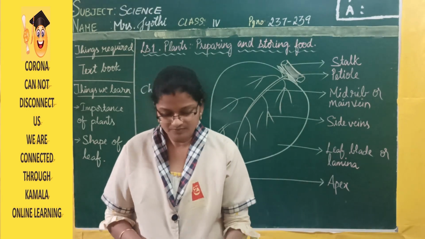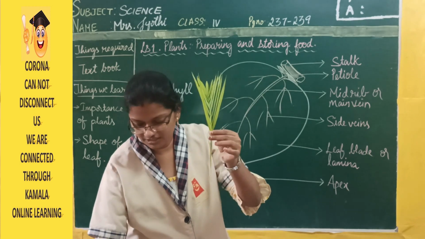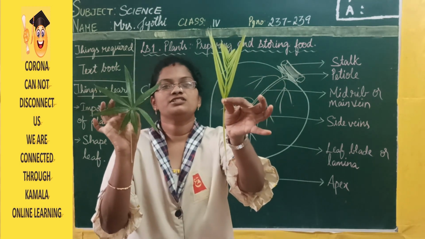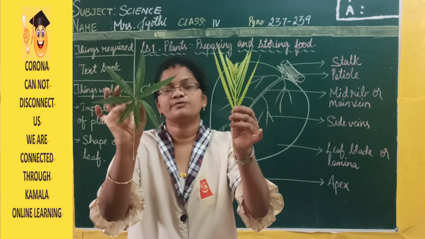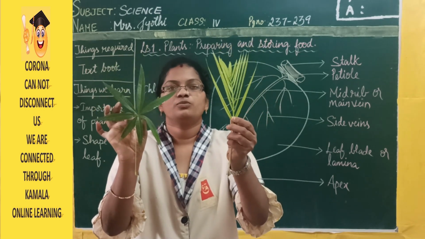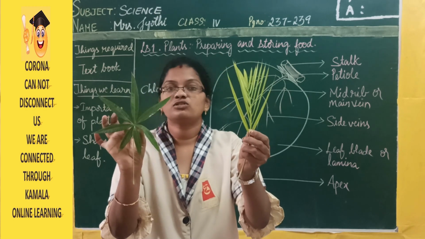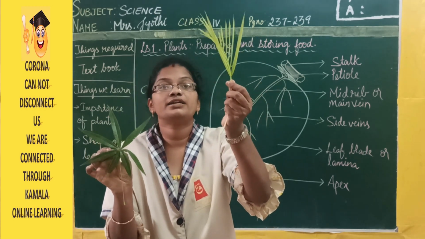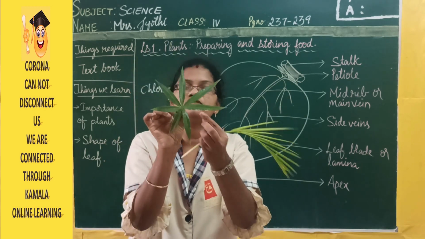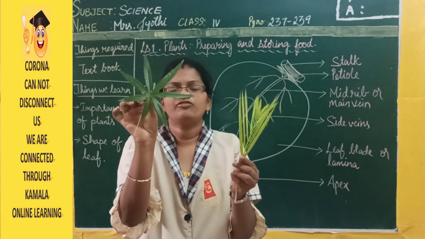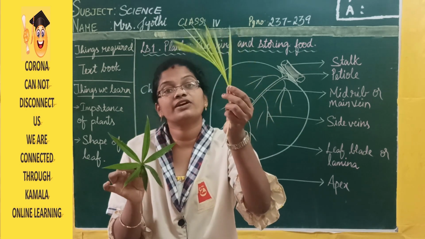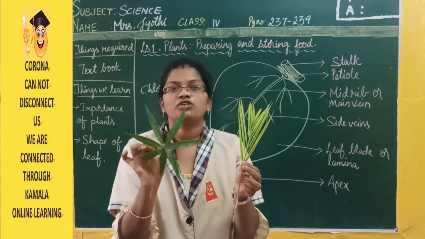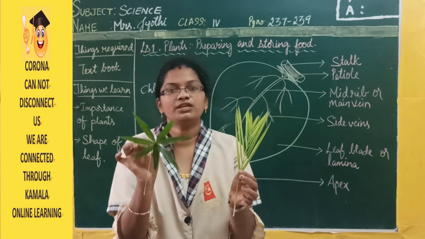Now see the difference between this leaf and this leaf. Two leaves are brought. See the shape of this and the shape of this plant leaf. Both are different and the color is also different, isn't it? When I touch this, it is so hard, and when I touch this leaf, it is so soft. This one is very weak and this is very strong. Like this, leaves of the plants are going to be different from one to the other.